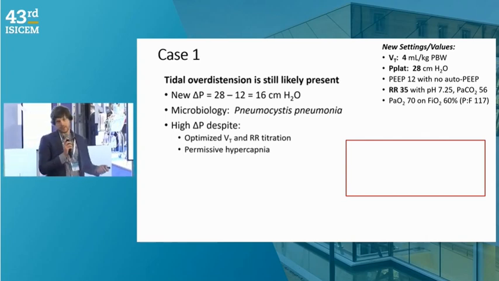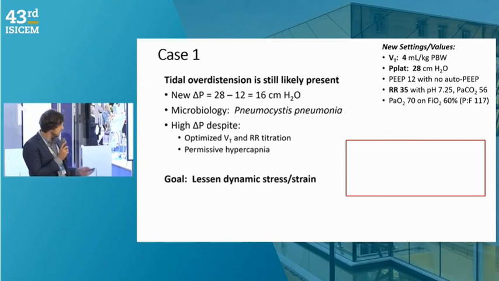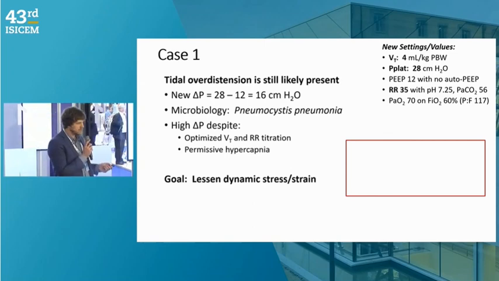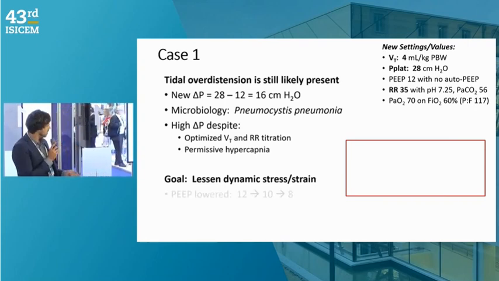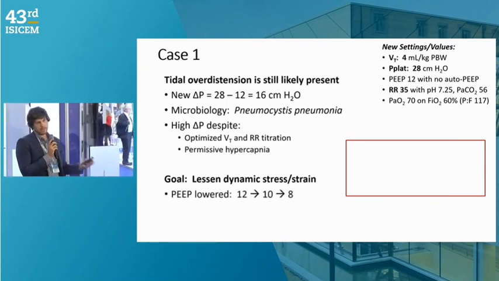and a strategy of permissive hypercapnia. You could try to scale back the respiratory rate and push the hypercapnia further if you feel comfortable doing so. But the lesson here is that there's still evidence of overdistension, and we feel like we've done what we can on the tidal volume. So where would we go from here? Well, then you would think about PEEP titration.